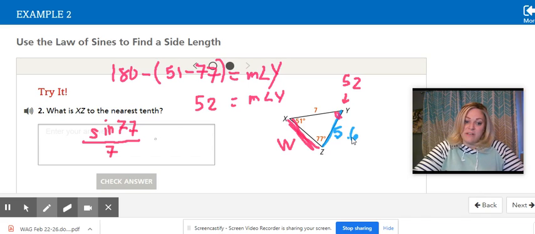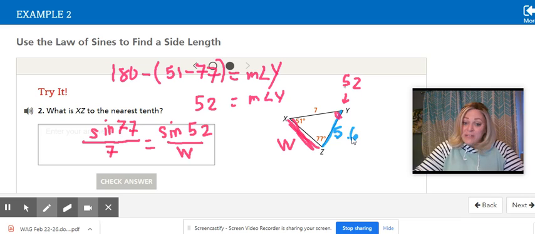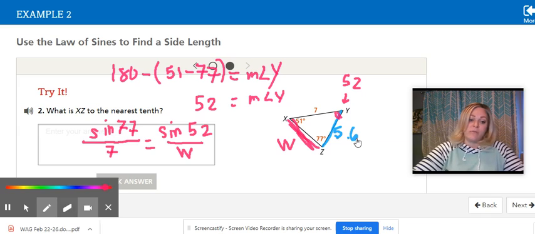So I'm going to stick with what I know for sure that's given. So sine of 77 over 7 should equal the sine, keep in mind we're using the angle y, sine of 52 over that W. So you can use the X and the 5.6, but I recommend using what's already given. Go from there just in case you made an error. So now we're going to cross multiply.